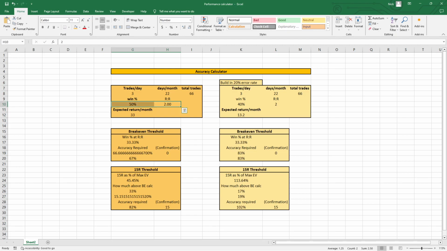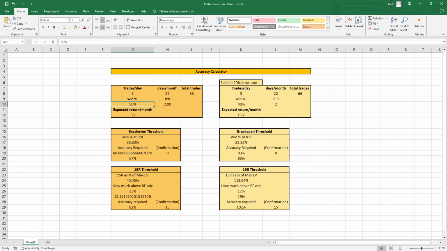Win half the time, big as twice as big as their losses. Returns 33R per month. We can see that to break even, you need 67%, and the accuracy rate needs to be 82%, which is pretty high. That means that you can only really make 2 mistakes every 10 trades you make. That's to be, I would say, comfortably profitable.